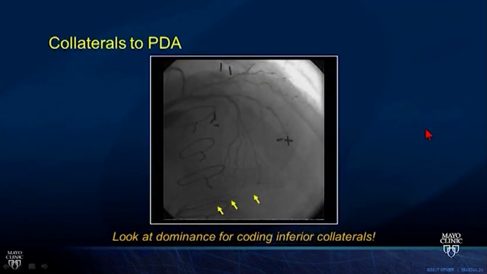All right, here's an example of collaterals going to the posterior descending artery. You can see the LAD being injected, a large septal, and this large arcade of septal collaterals going to the posterior descending artery. And keep in mind on the coding sheet, you'll have to know what the dominance is to code that, because it's either going to the right coronary or the left circumflex. So you'll have to have more than just one view in most cases to be able to code that.